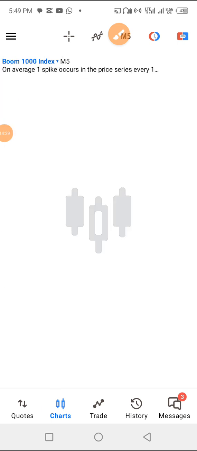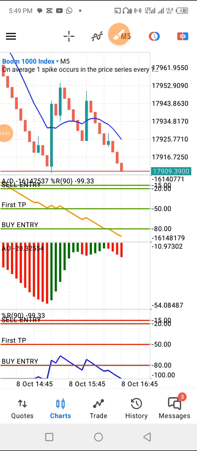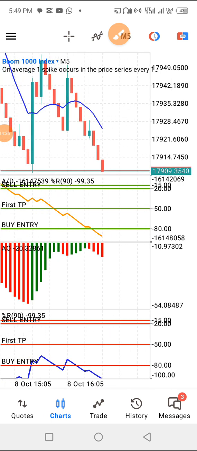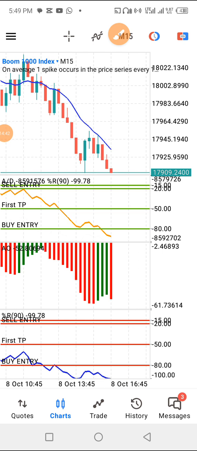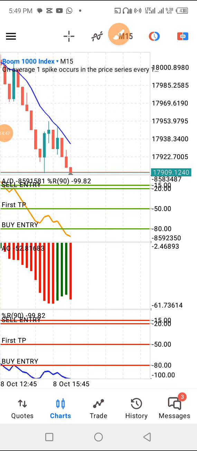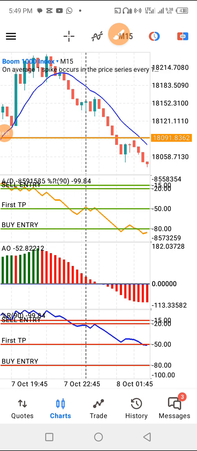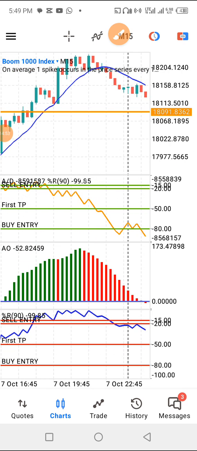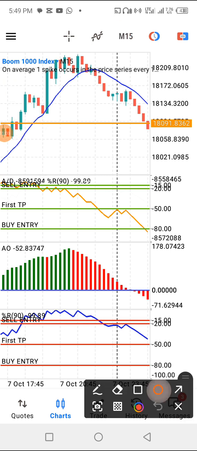Let's say Boom 1000. Now looking at Boom 1000 on 5 minutes, let's go to 15 minutes for a proper check. Okay, Boom 1000, its price has been dropping for a very long time. So we need to see price from this area. This is when price will be very accurate for us to take a buy.